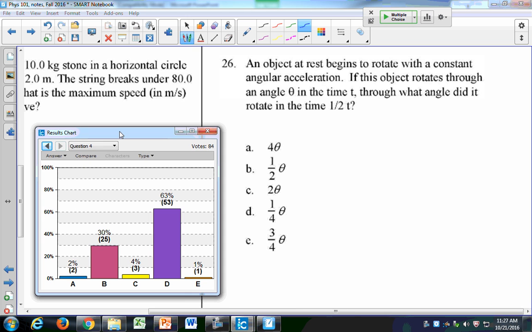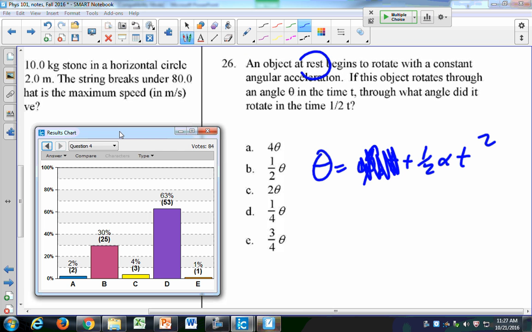All right, folks, we had problems like this before where we want to know how theta changes with time. Theta is omega naught t plus 1/2 alpha t squared. Omega naught is 0 because it's at rest, so I'll get rid of this whole term. And I'm left with theta equals 1/2 alpha t squared. If I travel through theta in time t, what happens if I change t to half its original value? Because it's squared, I have theta over 4. So D is the right answer here because of that quadratic term.